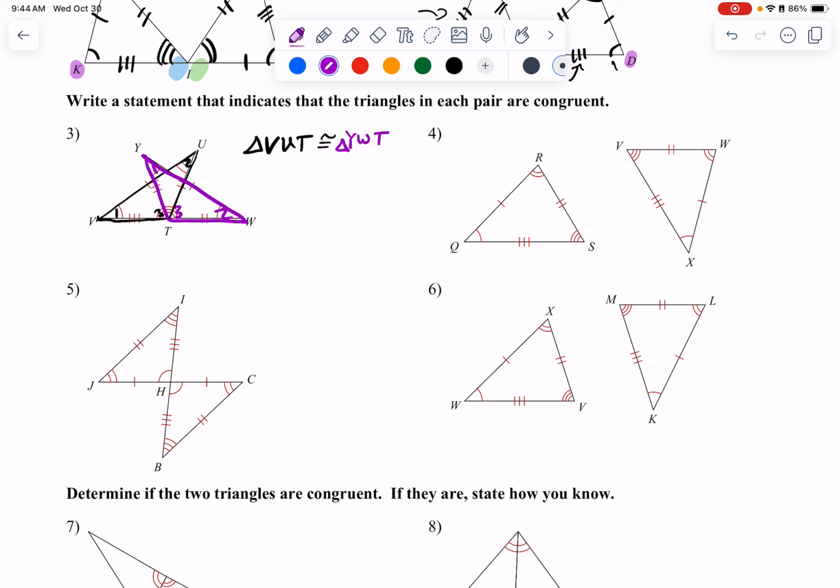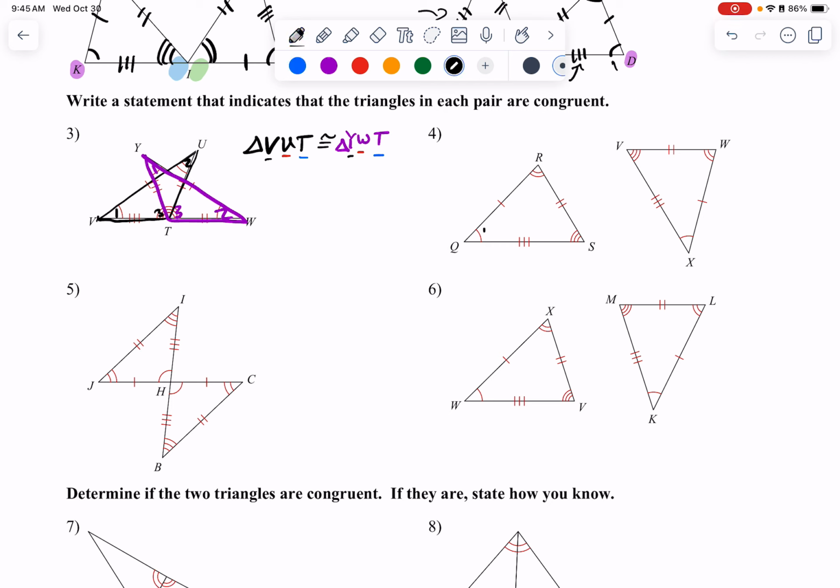Now again, this could have had multiple correct answers so long as the V matched the Y, and the U matched the W, and the T matched the T. So there's lots of matching there. You could have done them in any order, so long as those pieces were in the same order in each one. Let's go to the next one.